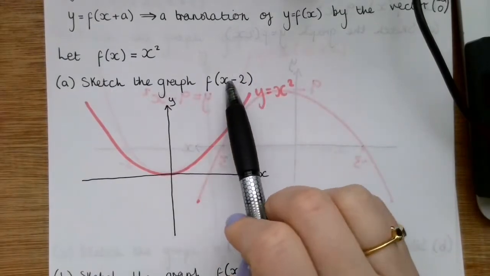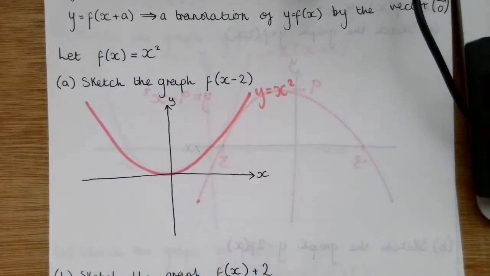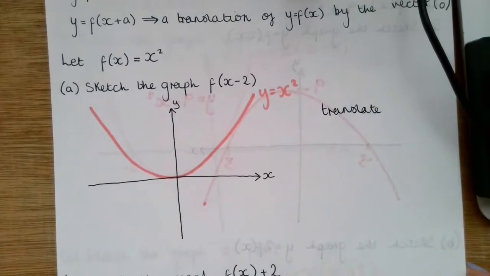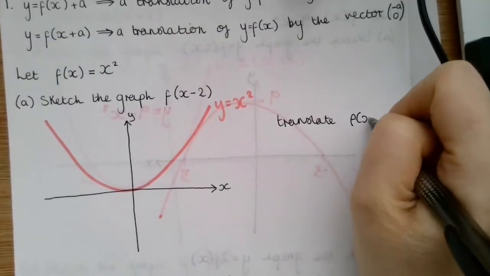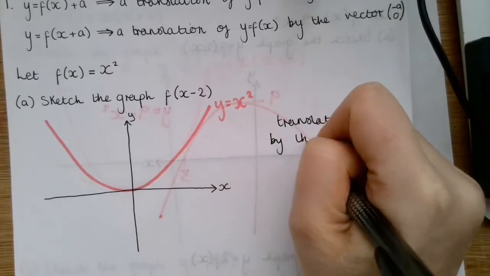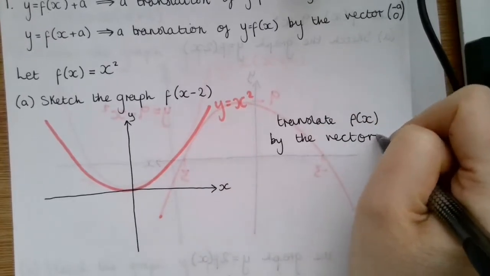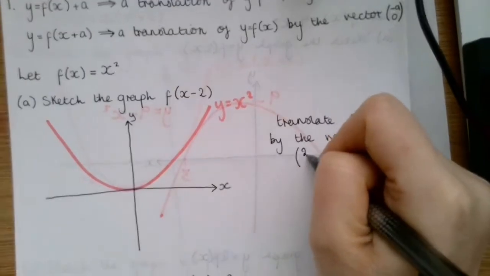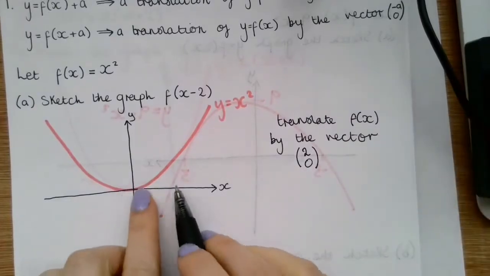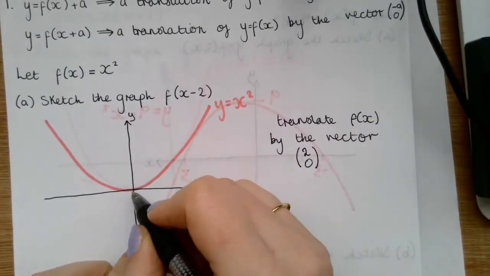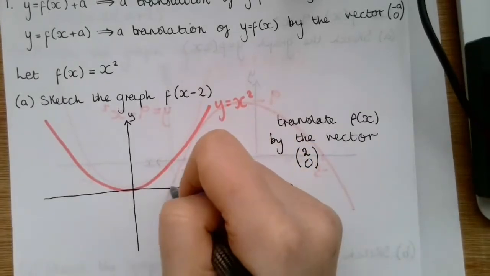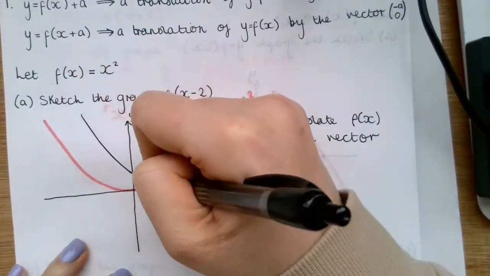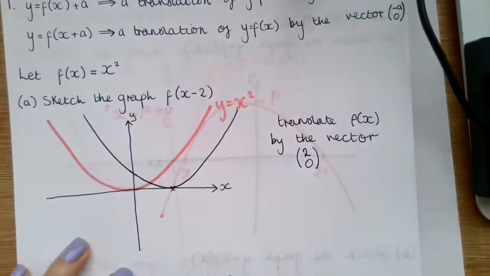So if we're looking at the graph f(x - 2), we're going to translate f(x) by the vector. Here we've got a negative 2 inside the bracket, so we're translating it by the vector (2, 0). So everything's going to move 2 spaces to the right. So that key point there is going to move over here. And it's going to look something like that.